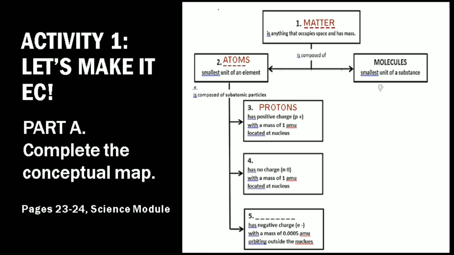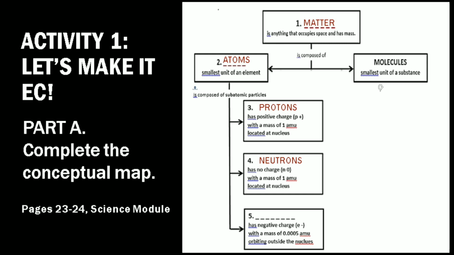Next, number 4. Blank has no charge with the symbol of N0 with a mass of 1 atomic mass unit located at nucleus. Write your answer in your notebook. What is your answer? Correct. It is neutron or neutrons.